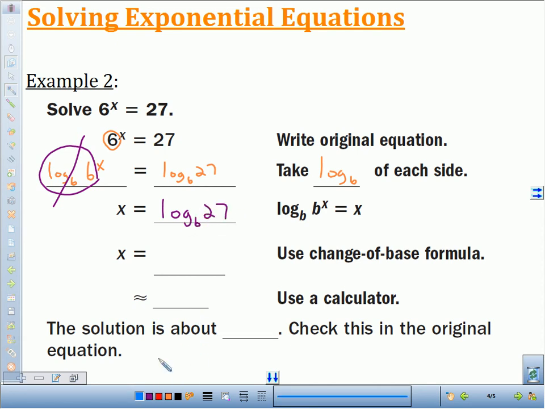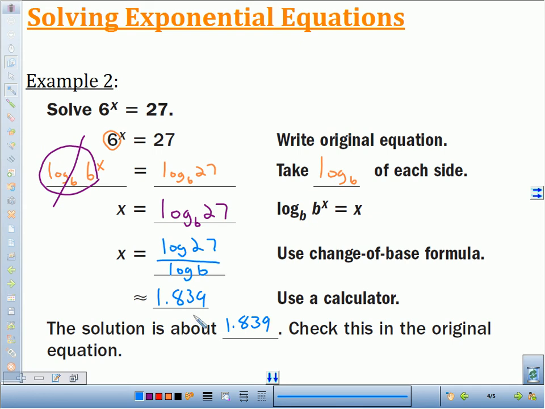Now you might be saying, oh, well, how do we do that? And you need to remember the change of base formula. We worked on that. The change of base formula says that if I have log base 6 of 27, that equals the log of 27 divided by the log of 6. So I can type that right into a calculator, and I'll end up with 1.839, or about that anyway. So the solution is about 1.839.